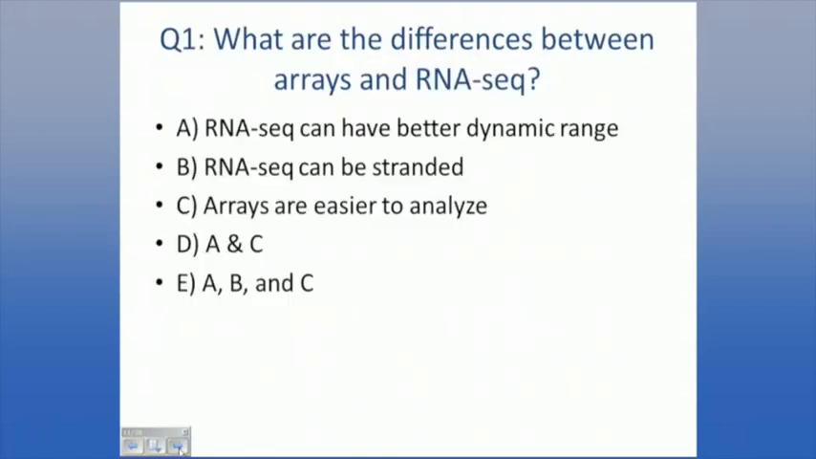So our first question, what are the differences between DNA arrays and RNA sequencing for gene expression? A, RNA-seq can have better dynamic range. B, RNA-seq can be stranded. C, arrays are easier to analyze. D, A and C, or E, A, B, and C. And the answer is A and C. RNA-seq can have a better dynamic range. I say can because it depends on the read depth. And C, DNA arrays are generally easier to analyze.